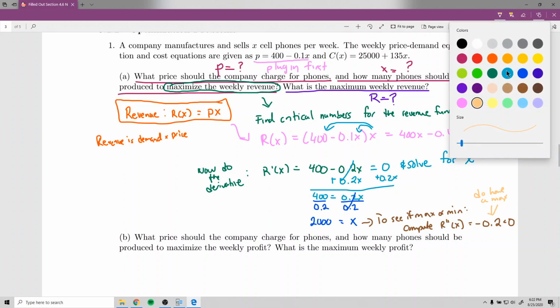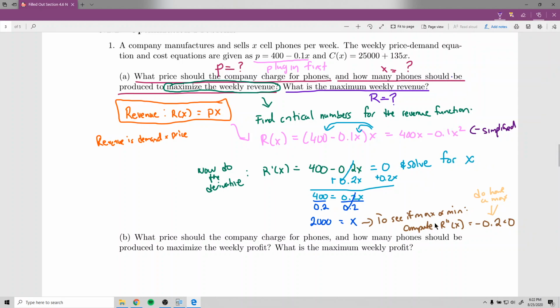What we want to do is produce and sell 2,000 cell phones per week to maximize the revenue. So I'm going to box in all the answers to the questions over here. So x equals 2,000. I'll write the to maximize to answer the question. To maximize the revenue, we want to sell and produce 2,000 cell phones per week.